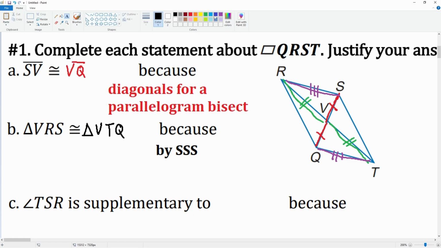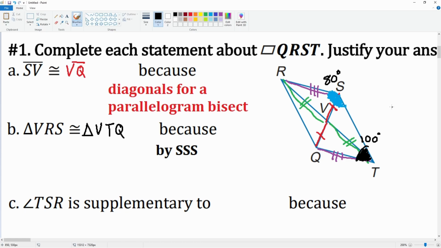Next, we know that TSR is supplementary to what? So TSR is right here. I'm going to shade it right here. It is this part. That part is going to be supplementary. So let's say it's like 80 degrees, right? Then that means this part, which is its consecutive interior, has to be 100.